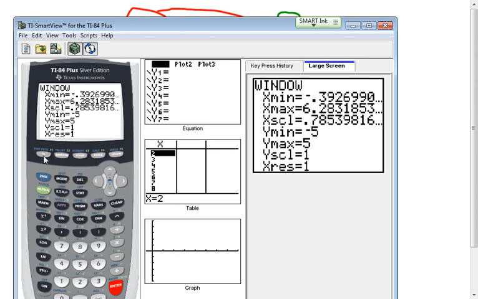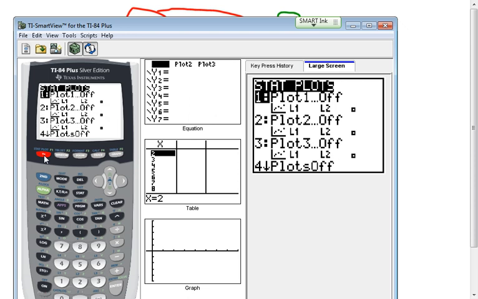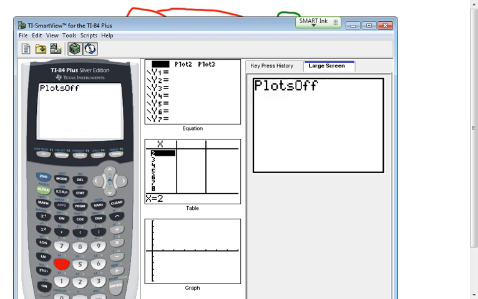So I'm going to go up here, and actually, you know what? I'm going to have you turn your stat plots off just to make sure. So I want you to go second, y equals, number 4, enter before we do anything, and you should not have to do that again. So second y equals number 4, enter, and then do that. Okay, so here we go.